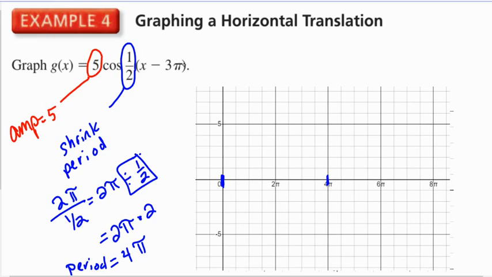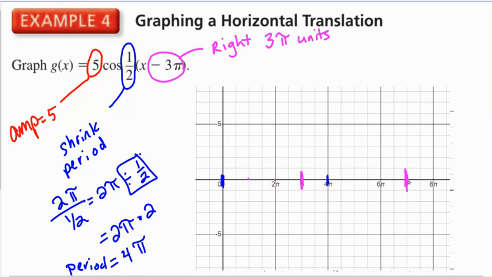But wait, there's more. We have this minus 3 pi. That means that we are shifting the whole entire thing to the right by 3 pi units, right? So instead of here, we've got 2 pi. So here must be 1 pi, 2 pi, 3 pi. So that's actually the start of my cycle. From here, 1 pi, 2 pi, 3 pi, and that's actually the end of my cycle, right? So this is my primary cycle that I could make a stamp out of and repeat.